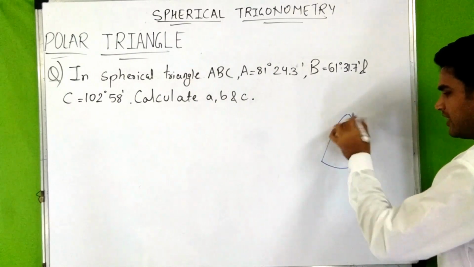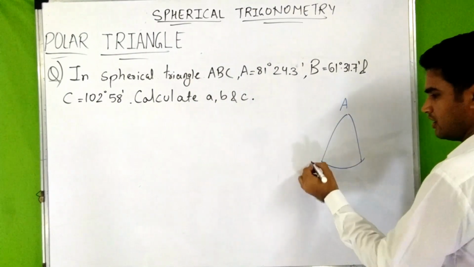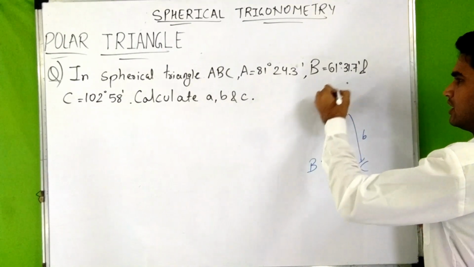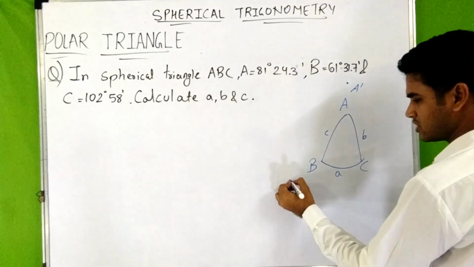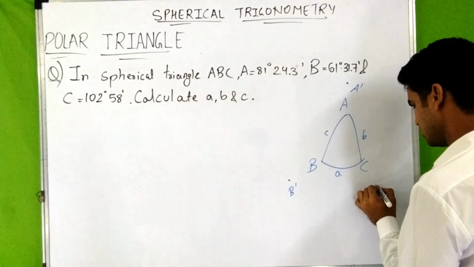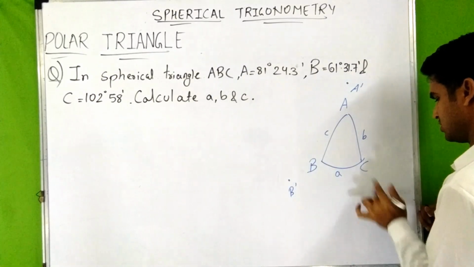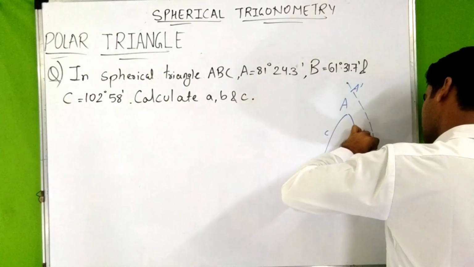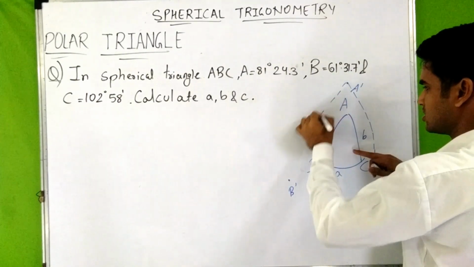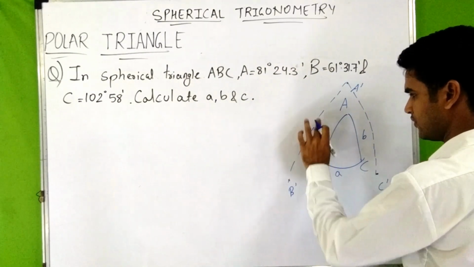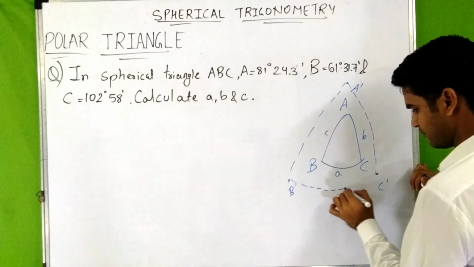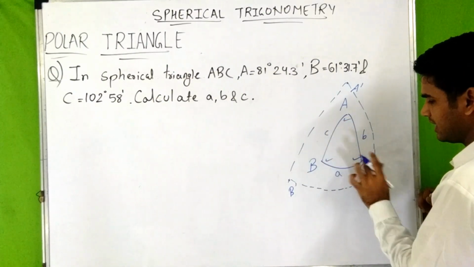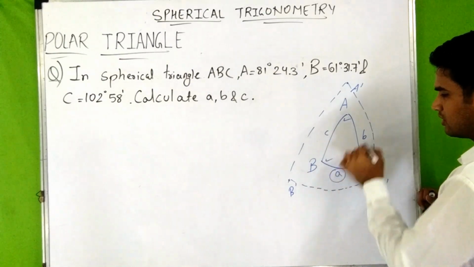So this is a spherical triangle ABC, with sides small a, small b and small c, and these are the poles A dash, B dash and C dash. Joining these poles, we will get the polar triangle of this main spherical triangle.